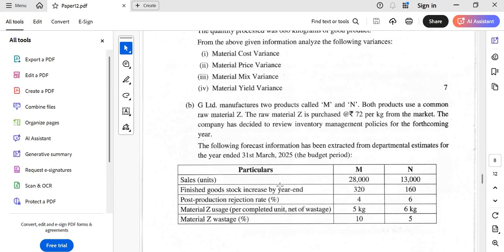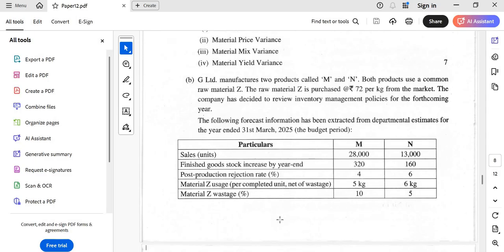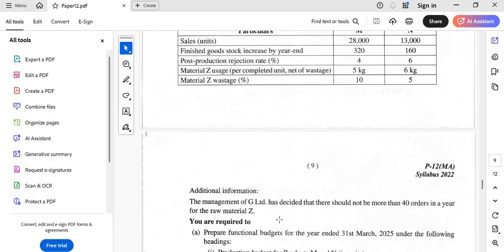So we are estimating sales, finished goods stock increase by year end, post production rejection rate. So this is 4% rejection rate I am expecting. Then material acid usage per completed unit net of wastage, and material acid wastage percentage. So here we have wastage for raw materials and post production rejection rate. So we have both things. Additional investment: the management of G Limited has decided that there should not be more than 40 orders in a year for the raw material acid. So there should not be more than 40 orders.